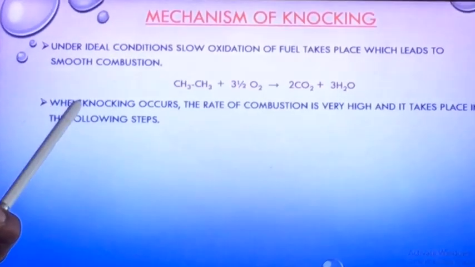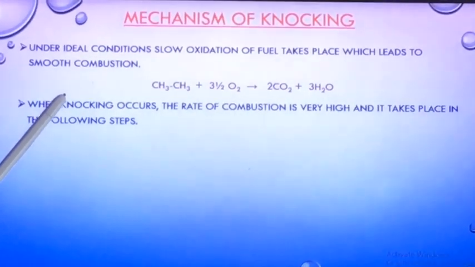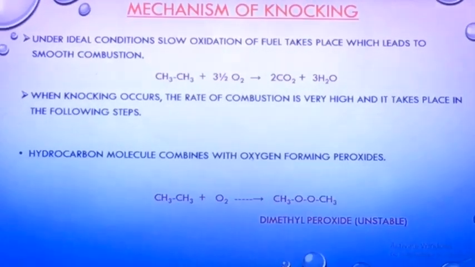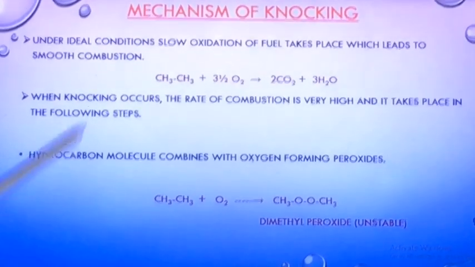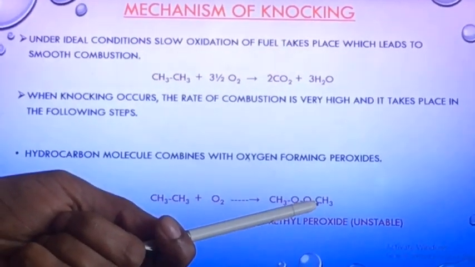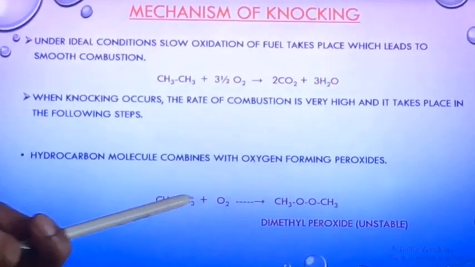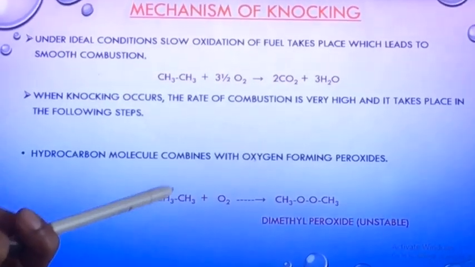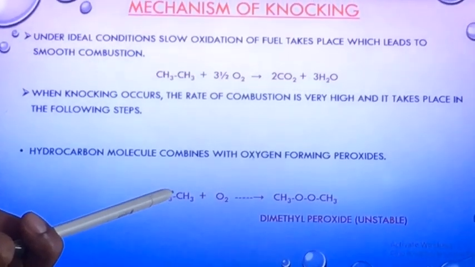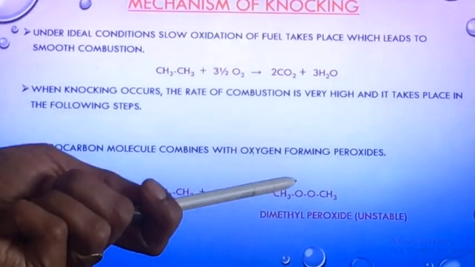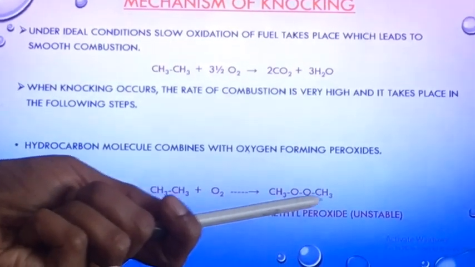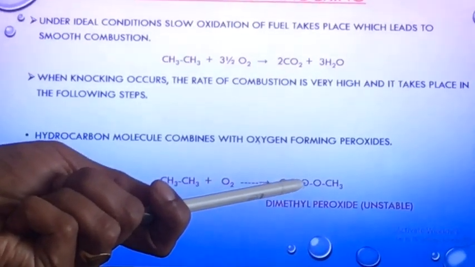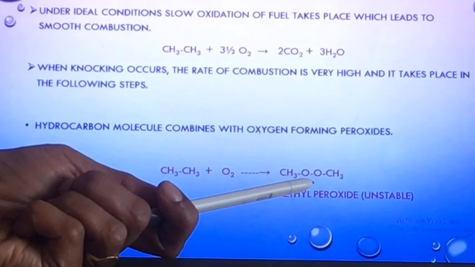Now, when knocking occurs, what happens? The rate of combustion is very high and it takes place in the following steps. The hydrocarbon molecule combines with oxygen forming peroxides. Here we have taken ethane as an example. Ethane combines with oxygen. The two oxygen atoms of the oxygen molecule come between the two methyl groups, which results in the formation of CH3OOCH3, that is dimethyl peroxide, because these two oxygen atoms attached form a peroxide group.